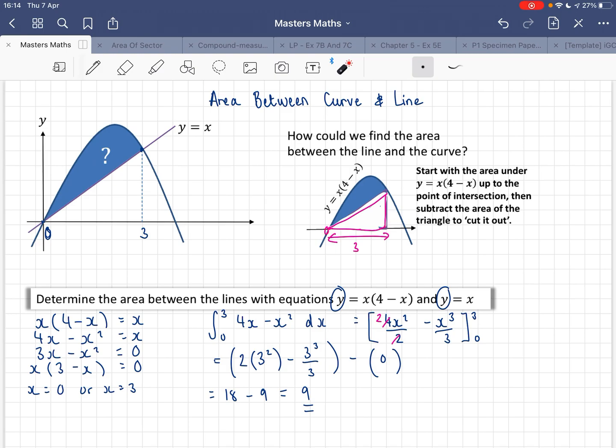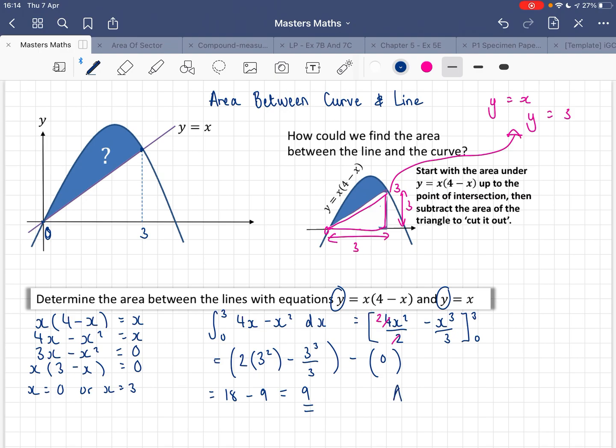The height, the line's y equals x. So when x is 3, y is 3. So the coordinate here, where the lines actually intersect, because y is equal to x, and we worked out x was 3, then y is also equal to 3. So this has a height of 3 as well.